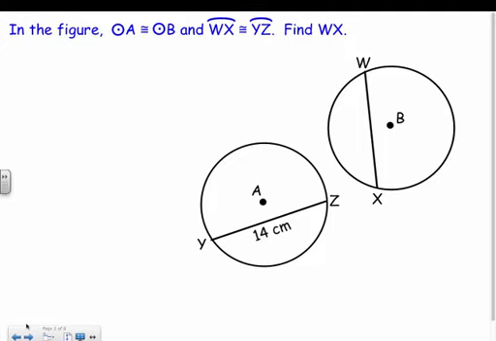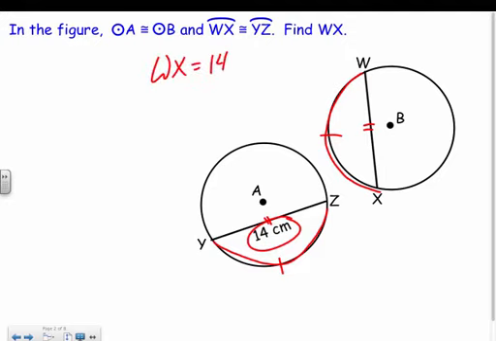In the figure, circle A is congruent to circle B, and arc WX is congruent to arc YZ. Find WX. Well, we know that the arc WX right here is congruent to the arc YZ. So that means their chords are also congruent. If YZ is 14 centimeters, then WX also has to be 14 centimeters. Pretty straightforward.